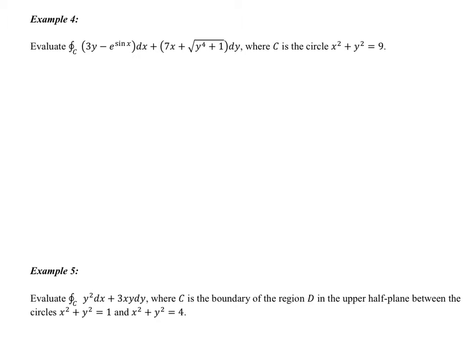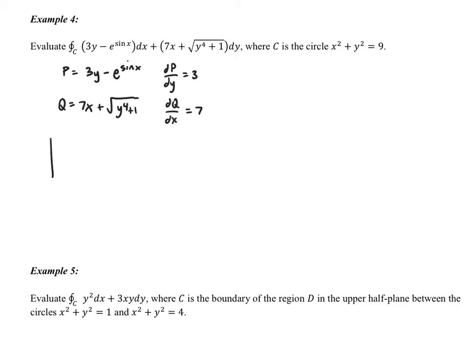This is section 13.4, and this is examples 4 and 5 in our notes. We're going to evaluate this line integral using Green's theorem, and you can see that it's kind of an ugly looking line integral, but we're just concerned with the derivative of P with respect to y, which is going to be 3, and the derivative of Q with respect to x. And that is 7. So with Green's theorem, we have a pretty easy integrand. It's just going to be 7 minus 3, which is 4.